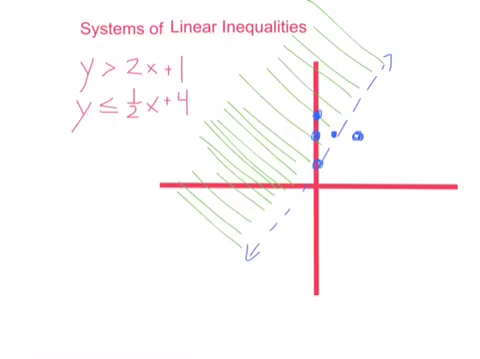And now this time, since this is less than or equal to, I know that my line is going to be solid. So I'm going to draw a solid line right through like that.